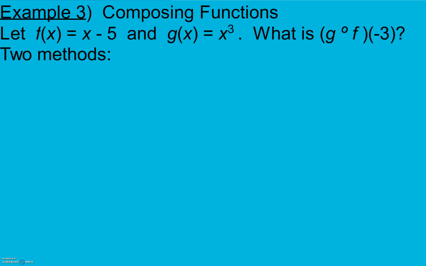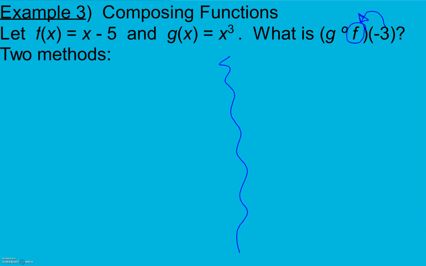So in example 3 here, composing functions. F of x equals x minus 5, and g of x equals x cubed. We're going to figure out what is g of f, or g composed with f, of negative 3. We have two methods here. So the first one, I'm looking for g of f of negative 3, which means I need to know what f is first.